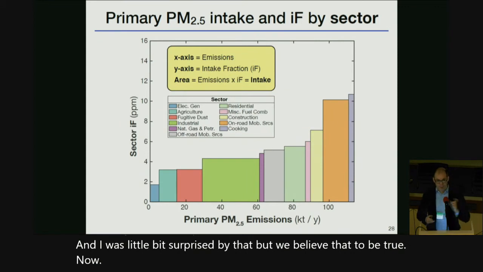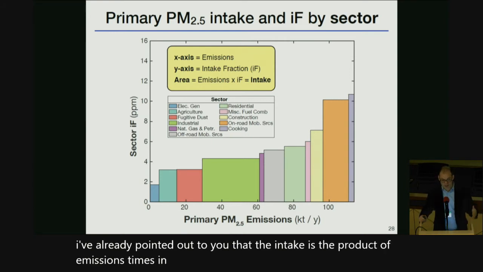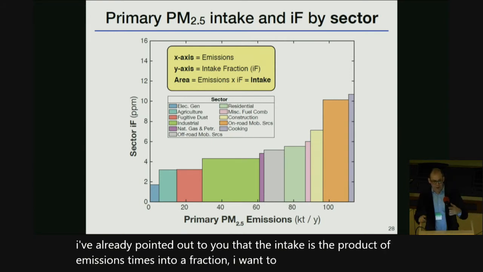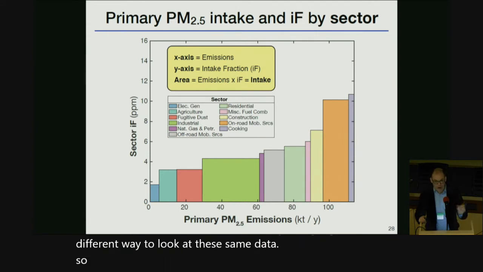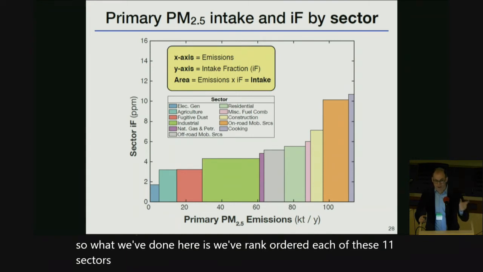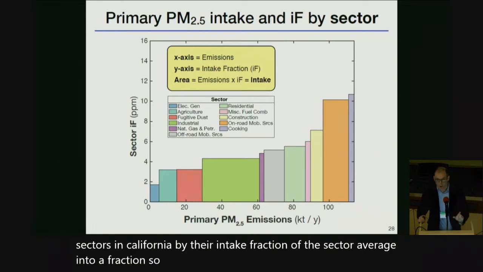I've already pointed out to you that the intake is the product of emissions times intake fraction. I want to just highlight to you here a different way to look at these same data. So what we've done here is we've rank ordered each of these 11 sectors in California by their sector average intake fraction. So for instance, cooking and on-road mobile sources have the highest sector average intake fractions.